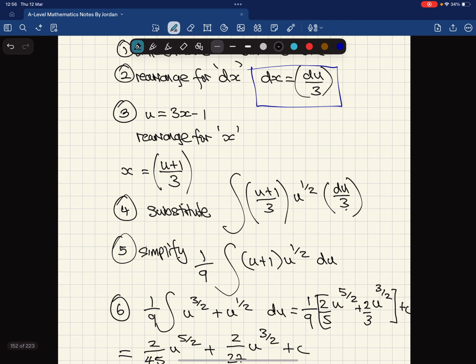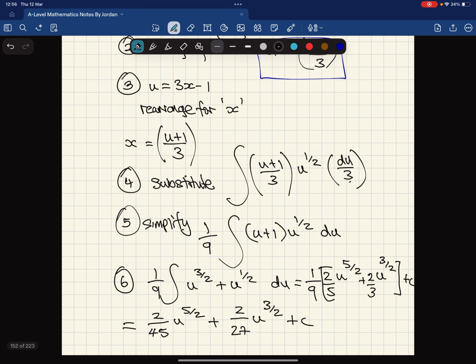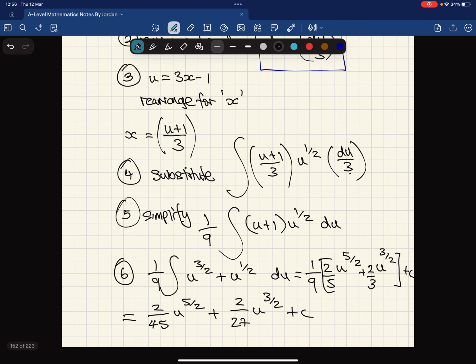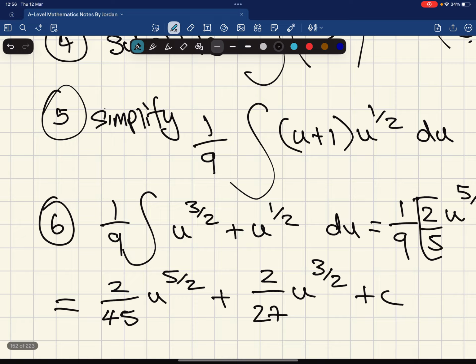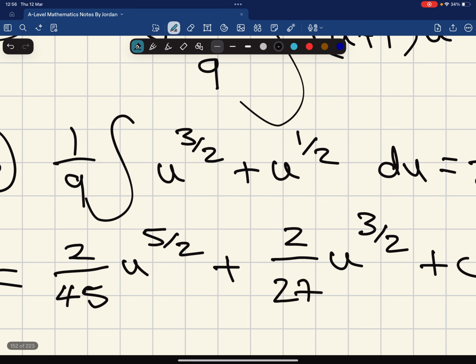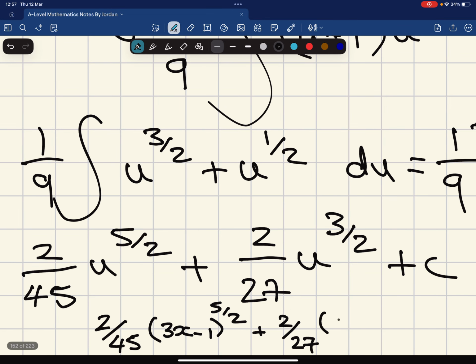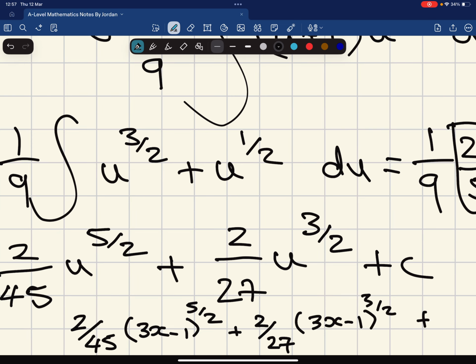The only thing to remember to do now is to put your u back in. So u is 3x minus 1. So the only thing you need to make sure you do here is to effectively put 3x minus 1 everywhere that you see u. Apologies, this is a little small, but you get the idea. With the plus c on the end. And I'll just put this in a box, so you're aware that this is the final answer.